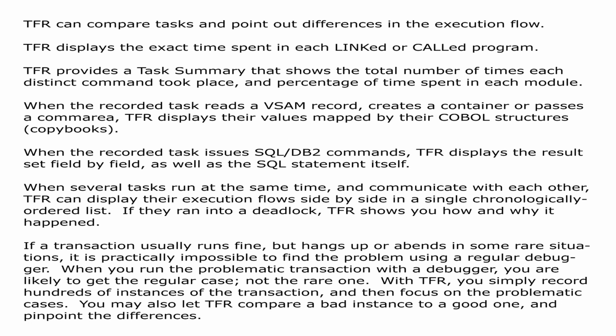When the recorded task reads a VSAM record, creates a container, or passes a COM area, TFR displays their values mapped by their COBOL structures, copybooks. When the recorded task issues SQL DB2 commands, TFR displays the result set, field by field, as well as the SQL statement itself. When several tasks run at the same time and communicate with each other, TFR can display their execution flows side by side in a single chronologically ordered list. If they ran into a deadlock, TFR shows you how and why it happened.